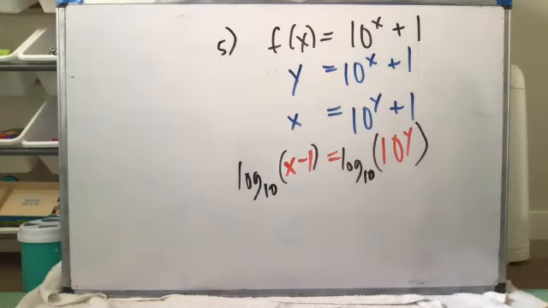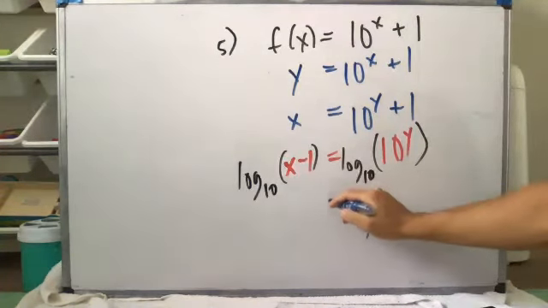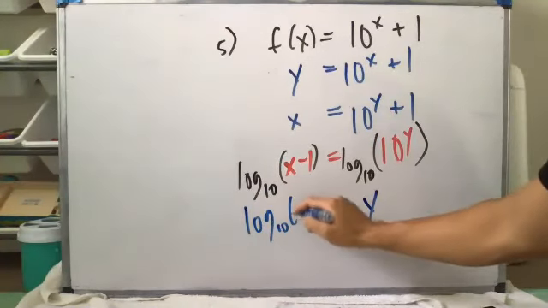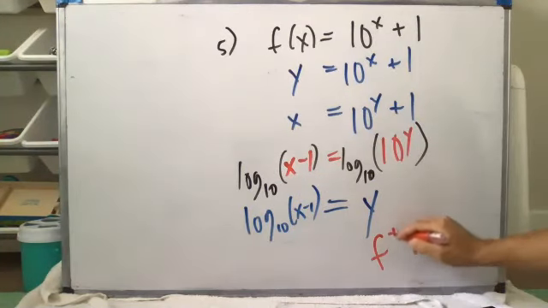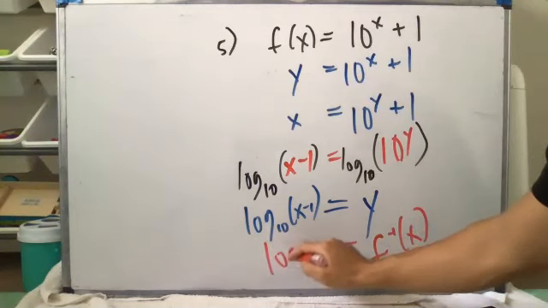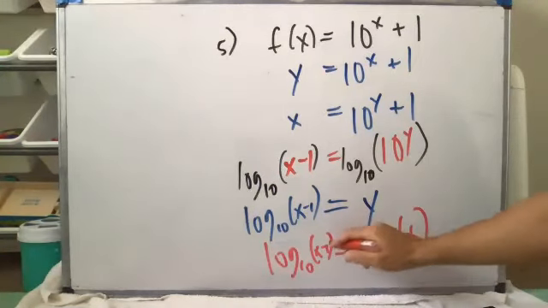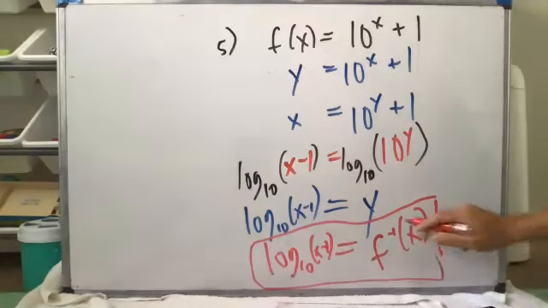All right, so let's see what happens in this one. It pulls out this 10, right? It gets rid of that. So I'm just left with regular y. And then the left side stays the same, log base 10 of x minus 1. So there it is, that's the answer. Let's write it as an inverse function. So it's f inverse of x is that value, log base 10 of x minus 1. And that is it, done.